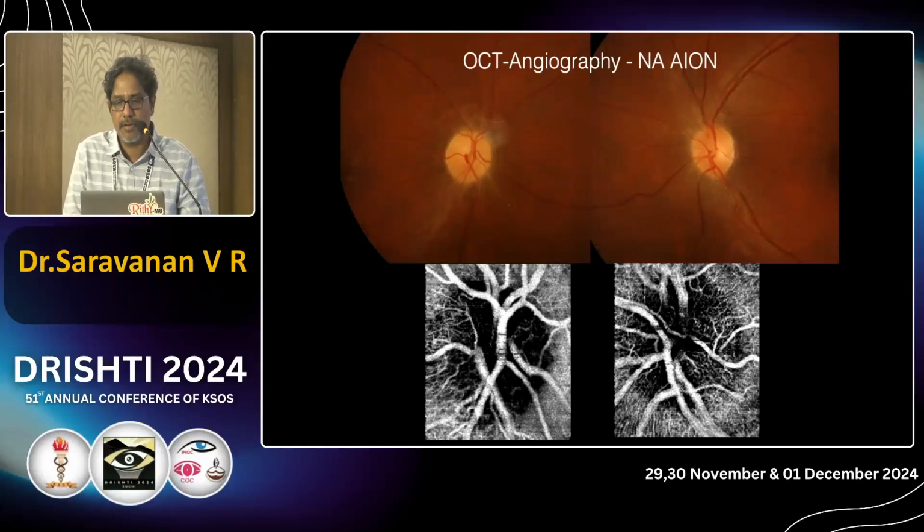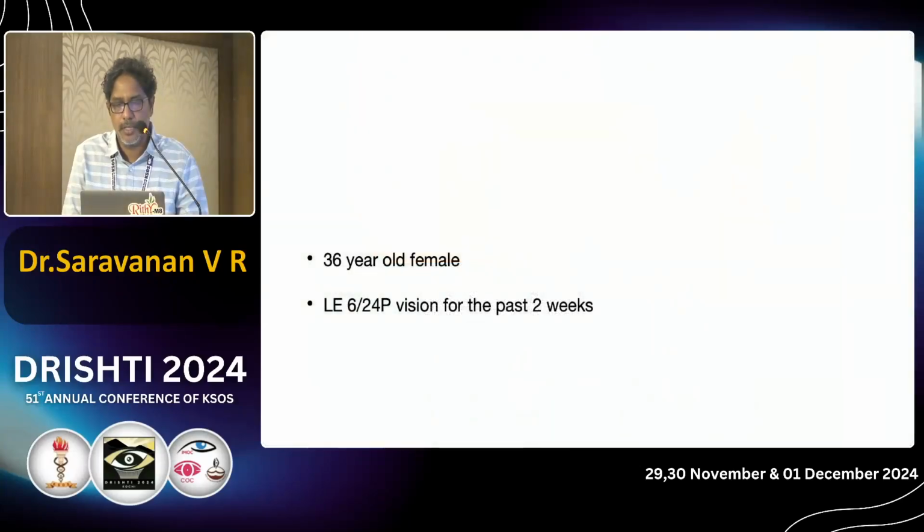So this is a case of resolved bilateral NAION, the right eye, and you can see the OCT angiography shows the loss of the capillaries on the surface of the disc. Compare this to the left eye, and you can see in the right eye that the surface capillaries have been lost. So sometimes OCT angiography also will help you to clinch the diagnosis.